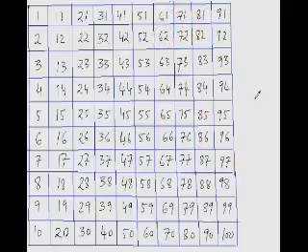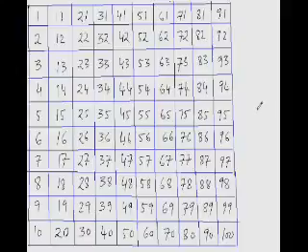Now what is 92 minus 33? So 92 minus 3 is 89. Now jump down 10 three times from 89. So it would be 79, 69, 59. 59 is your answer. Isn't that simple? You can directly jump down, isn't it?